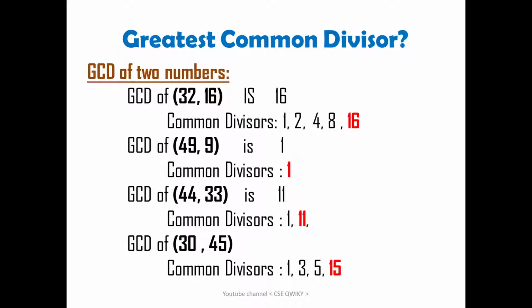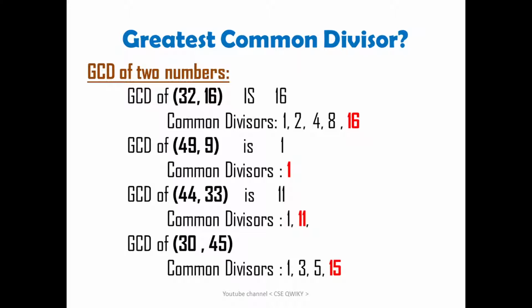If you take the last example, 30 and 45, the greatest common divisor is 15. 15 divides 30 and 45 without any remainder. You don't have any other number greater than 15 which divides 30 and 45. So likewise, we have a GCD finding mechanism.